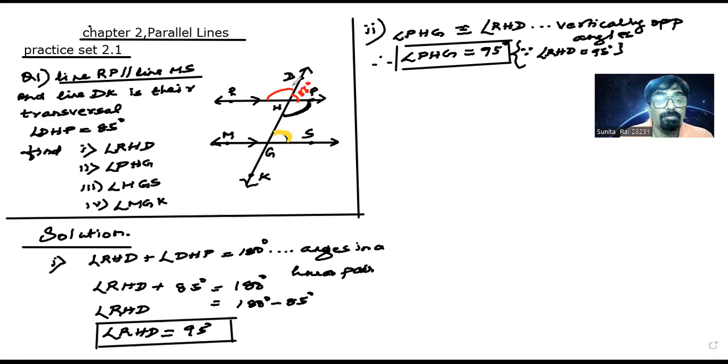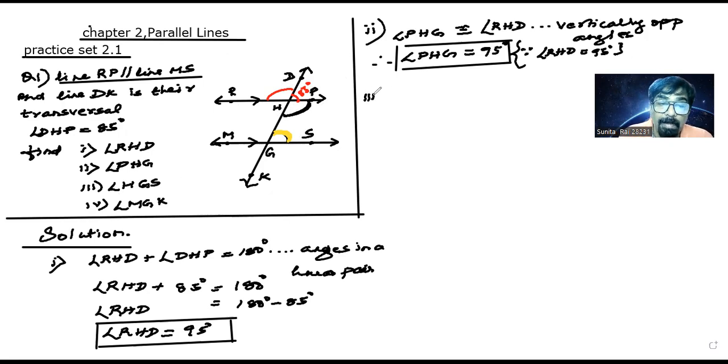Yeah, you can see its corresponding angle at DHP. So naturally DHP अगर 85 पे कितना आएगा? 85 आएगा. So when two lines are parallel and cut by a transversal, the corresponding angles are congruent. So HGS का DHP क्या है बेटा? Corresponding angles है. So I'm going to write here, children, please have a look.